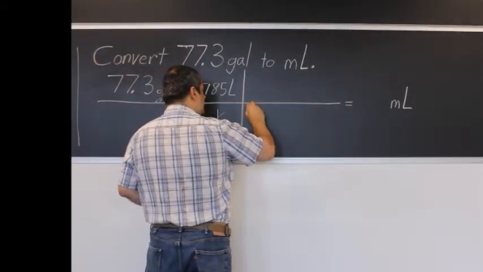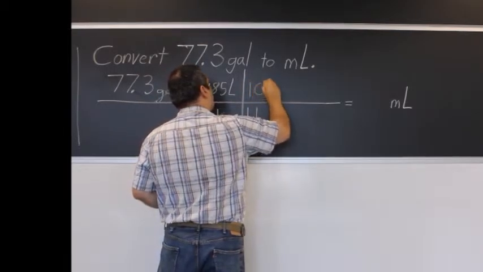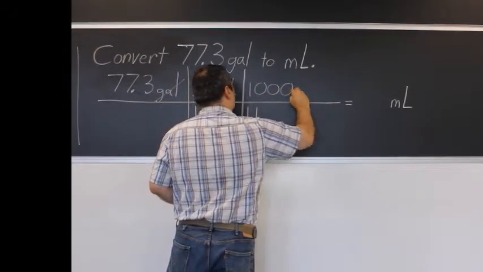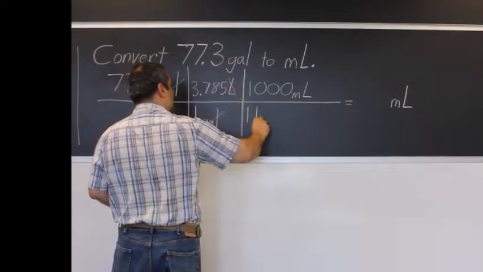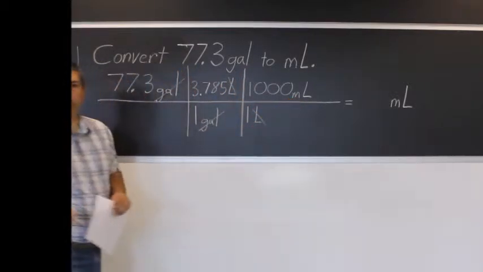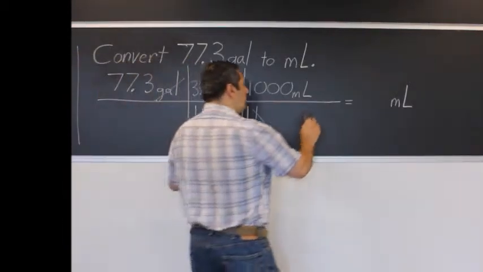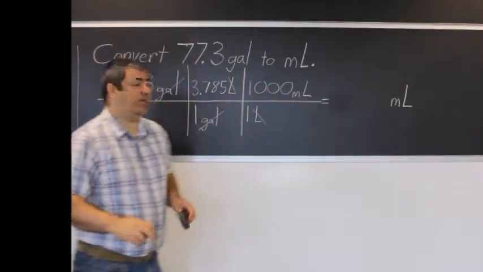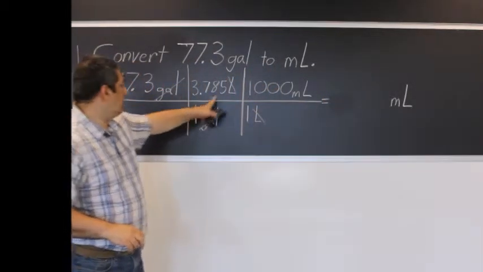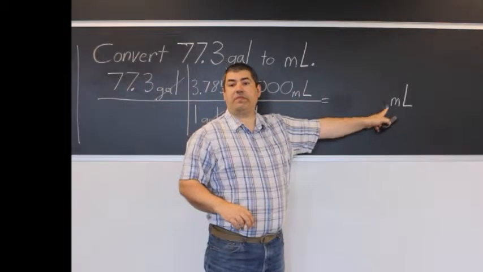1 liter is 1,000 milliliters. Liters cancel. Now I'm in the unit of milliliter. And this is why dimensional analysis is so good, because I know I'm done now. Gallons have canceled, liters have canceled. The unit that's left over is milliliter, but that's what I want.